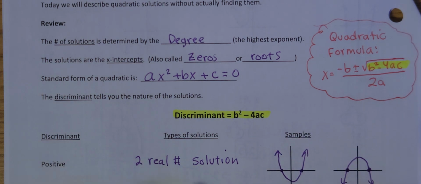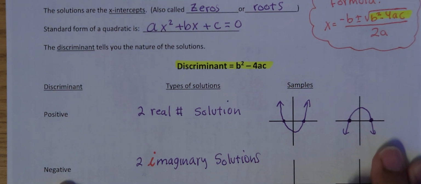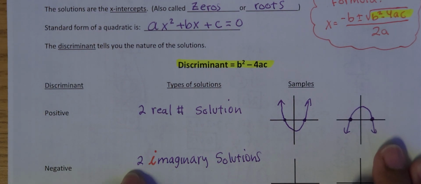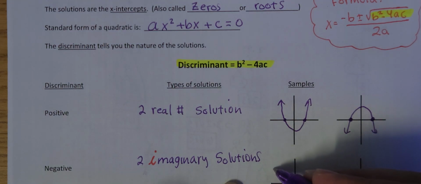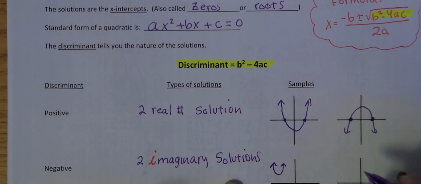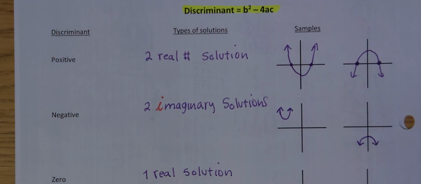What about when you have a negative number? When the discriminant gives you a negative number, then that means you have two, notice I have i for the number i, so you have two imaginary solutions, which means the graph could look like this, meaning it won't be intersecting the x-axis, or it could also look like this. As long as it doesn't cross the x-axis, then we know that that parabola has imaginary solutions.